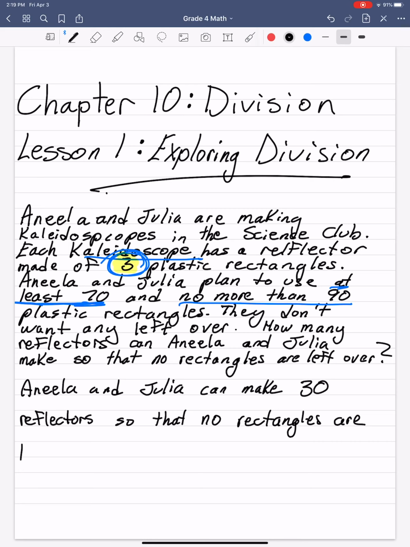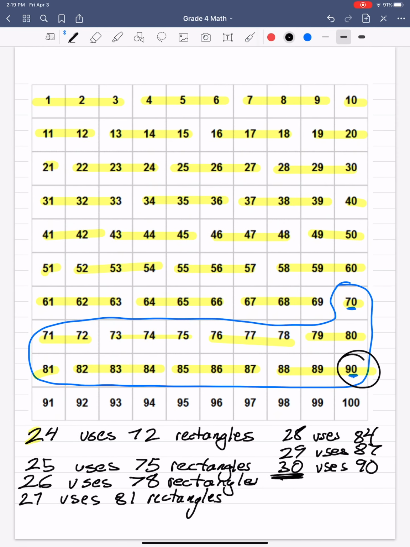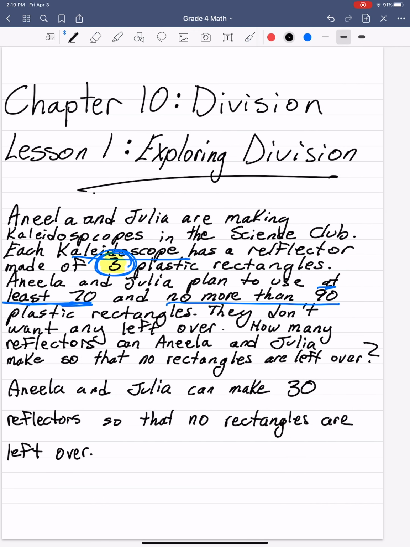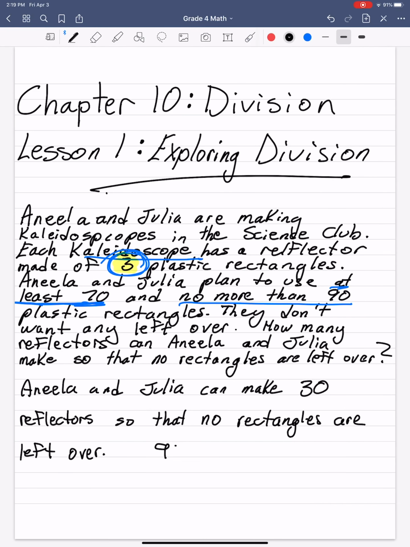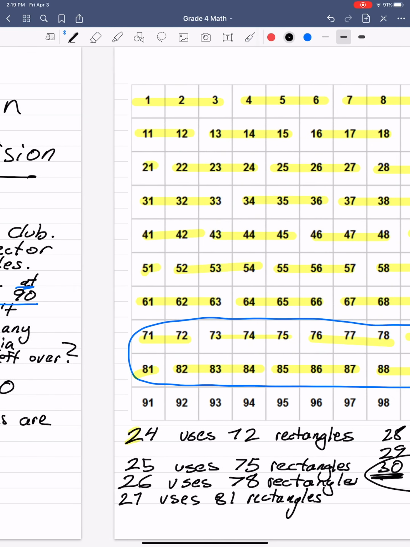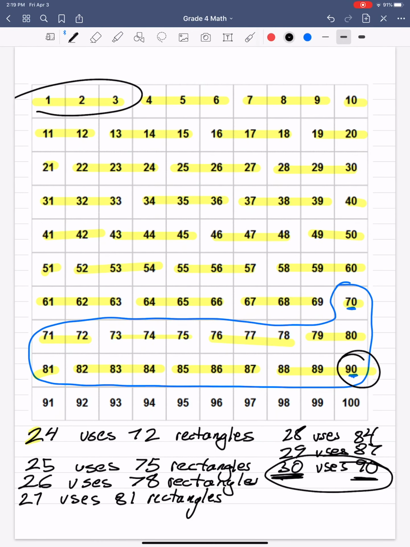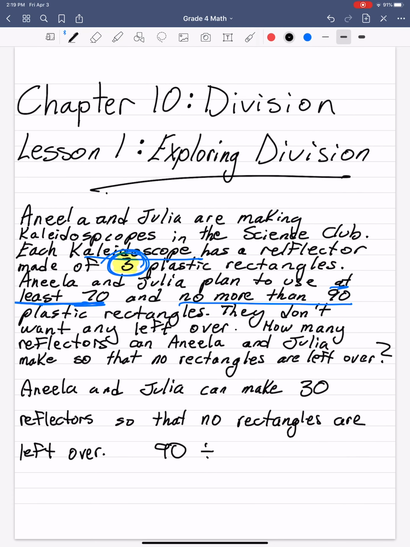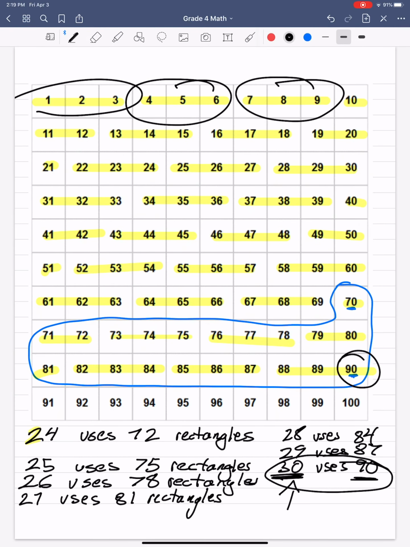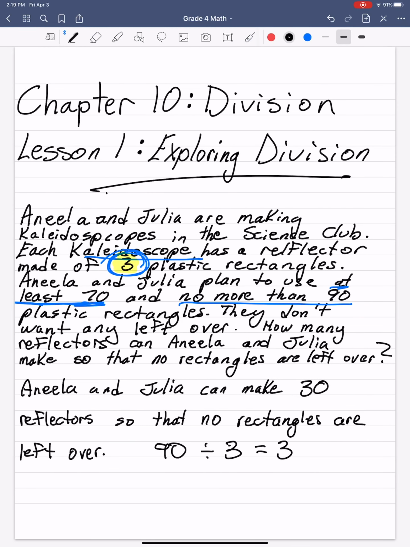are left over. If I were to show what I did as an equation with these numbers here, 90 is how many rectangles I used. That's how many I had in total. And I divided 90 into groups of 3. So here's a group of 3, here's a group of 3, here's a group of 3. So I did that all the ways down. So divided by 3. And my answer was 30 reflectors. Okay, so that's what that looks like with numerals.